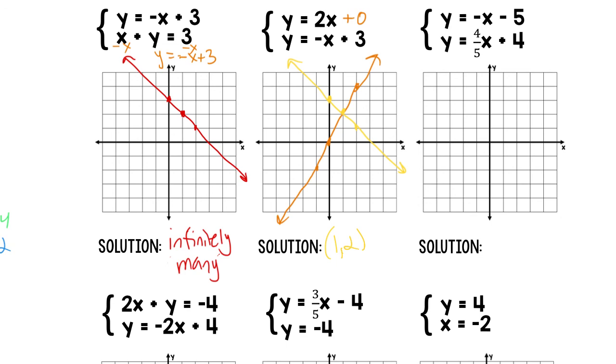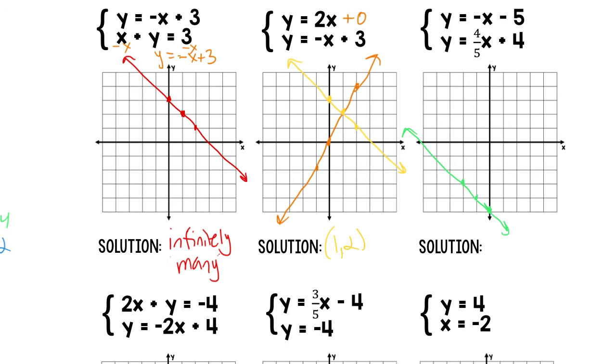First, we've got negative 5. 1, 2, 3, 4, 5 down on the y-axis. And then the slope's -1. Left 1, or nope, from here, up 1, left 1. Can't go down. Looking like that a little bit.